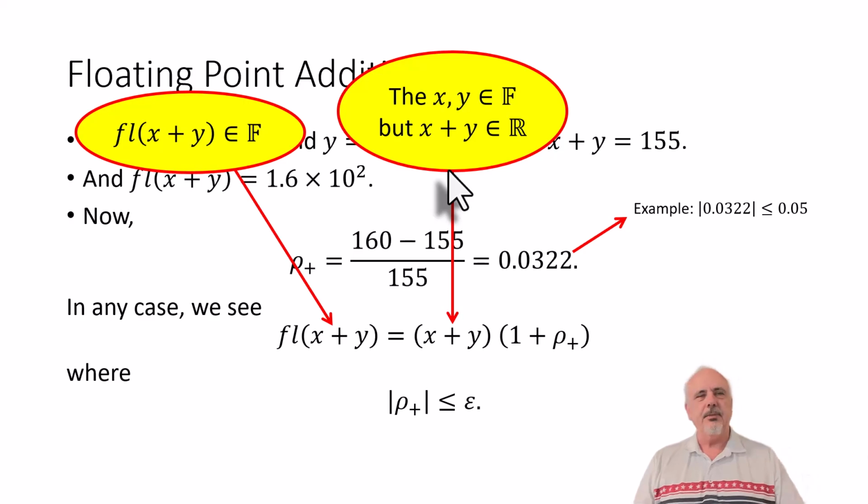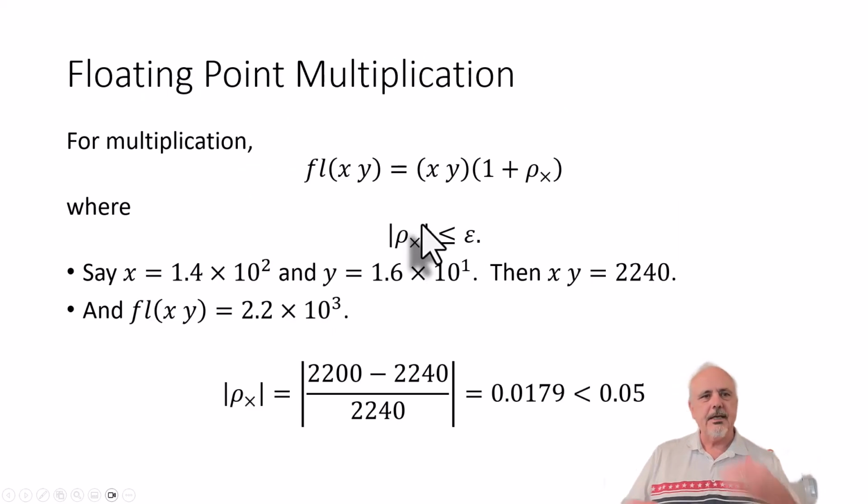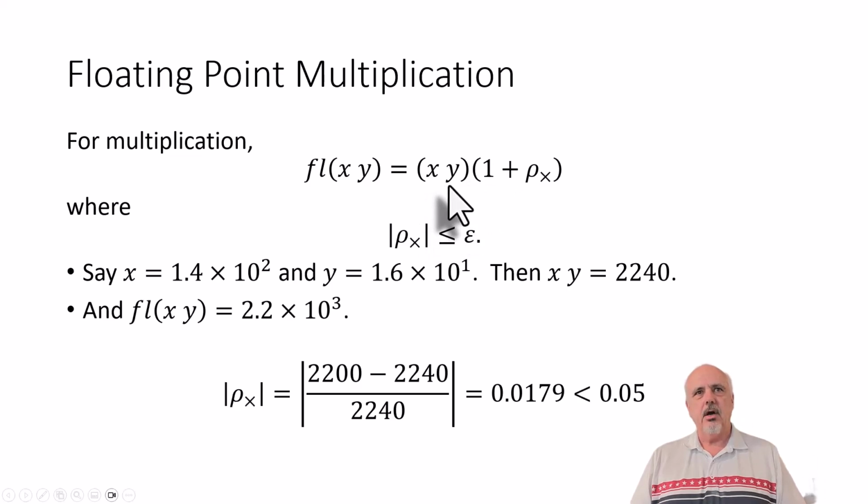Okay, so that's a little bit tricky to convey, but it's a reality. So that's floating point addition. Let's take a look at floating point multiplication. Same kind of thing: x and y are floats, and their product will not be a float. So I'm going to have to float it, and the relative error would be less than or equal to machine epsilon.